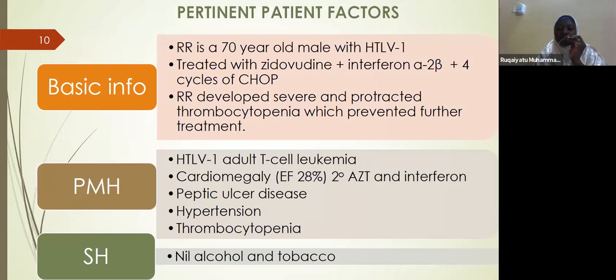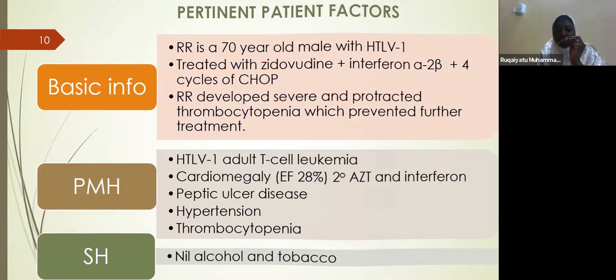The past medical history of this particular patient shows that this patient has the human T-cell leukemia virus type 1, adult T-cell leukemia, has cardiomegaly with ejection fraction of 28%, which is secondary to zidovudine and interferon, has peptic ulcer disease, hypertension, and also thrombocytopenia, because it's very paramount for us to get the problem list of the patient while we're trying to synthesize our response. For the social history, the patient doesn't take alcohol or tobacco.